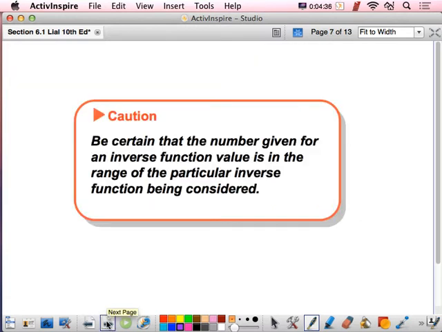All right. Be certain that the number given for an inverse function value is in the range of the particular inverse function being considered. First off, that means make sure that you're in the right quadrant. Do not give quadrant 3 and quadrant 4 angles. You can't use quadrant 3 at all. And if you give a quadrant 4, you have to give it as a negative because you're not allowed to go over pi or 180. That's where a lot of mistakes happen. People get in a hurry and give it off of what we memorized from the unit circle rather than coming backwards through the negatives for quadrant 4.